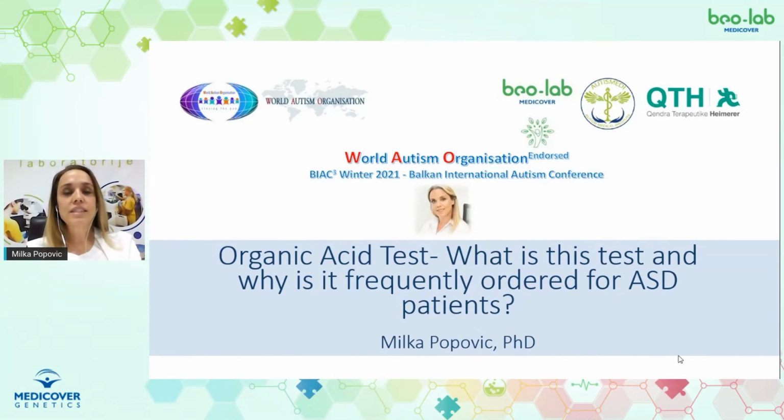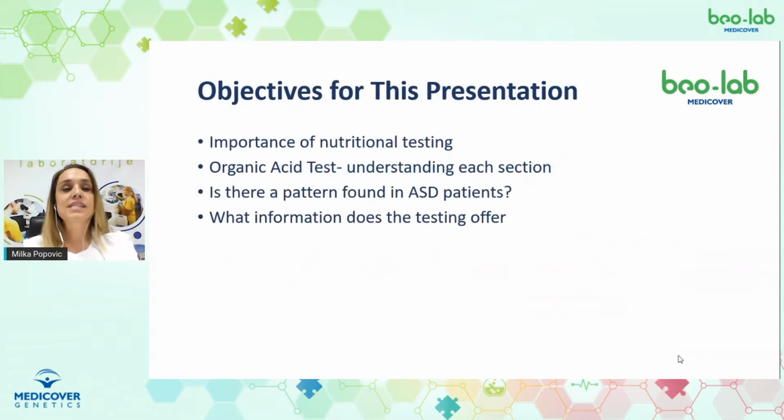Hello. Today I will present and talk a little bit about the analysis of organic acids in urine. This is a test that is quite commonly ordered for children on the ASD spectrum. In this presentation I will try to explain, first of all, why it is important to have nutritional testing with these children. I will talk in more detail about the test of organic acids itself.